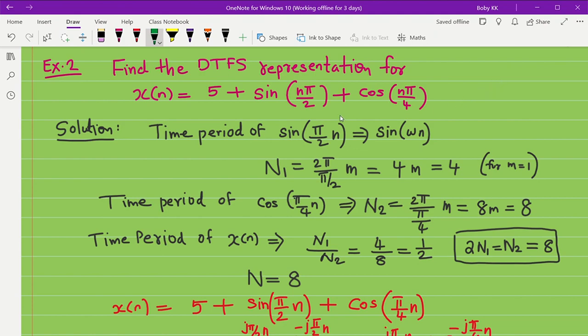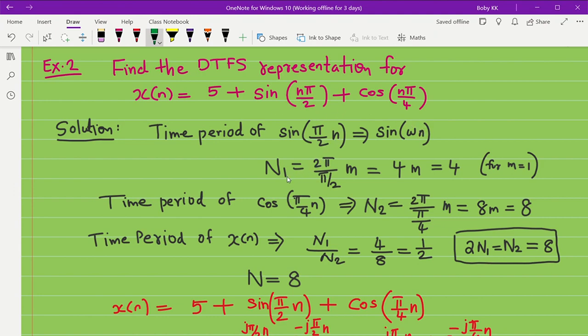Now, first of all, let's find the time period of the given signal. Here we can see there are three terms in this x of n. The first one is 5, that is a DC component, whose frequency is equal to 0. The second one is a sine component. The third one is a cos component. The sine component is of the form sine omega n, so omega is equal to pi by 2.